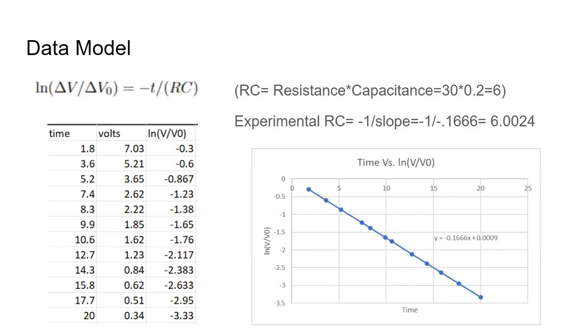In this equation, for the line of best fit, y is equal to negative 0.1666x plus essentially 0. You can find your experimental RC value by doing -1 divided by that slope. -1 divided by negative 0.1666 is 6.0024, which is very close to our calculated value, which is very good. It means we did well.